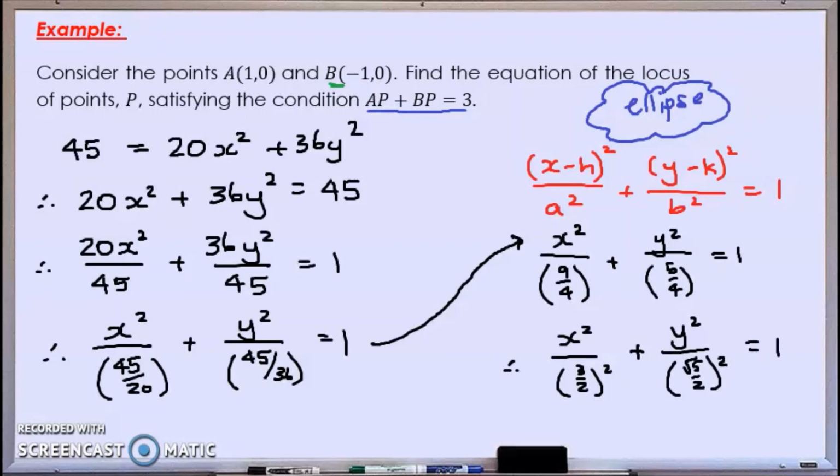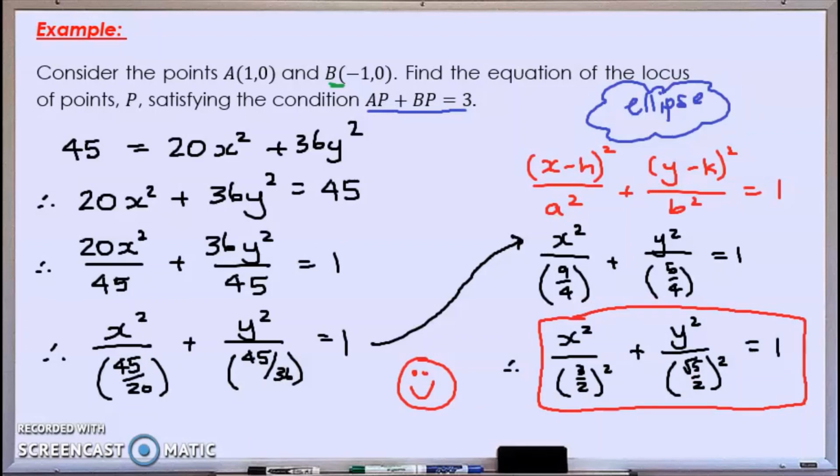And now what I've done is I've used the distance formula to find the equation of the locus of points satisfying this ellipse. And I've spent 10 good minutes doing some pretty riveting algebra. And there's our ellipse.